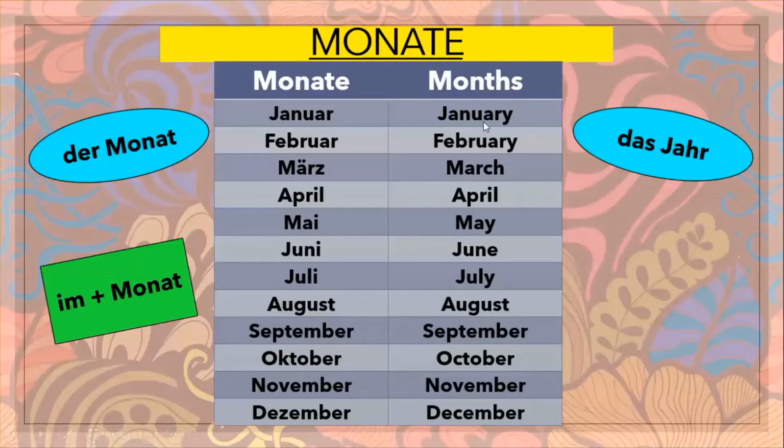So we have January, which is Januar. February, Februar. March, März.